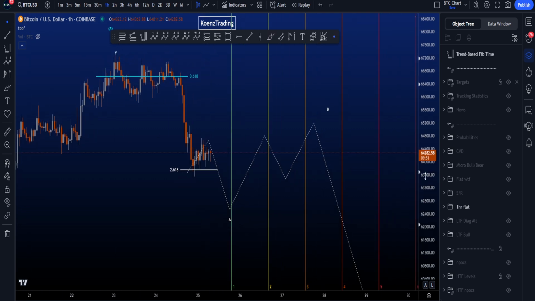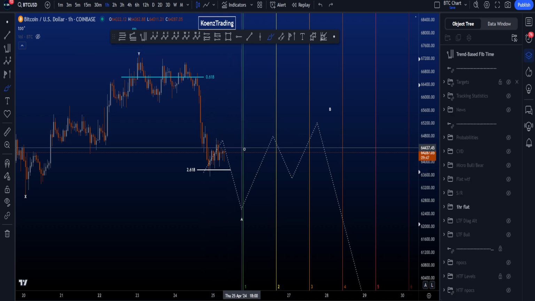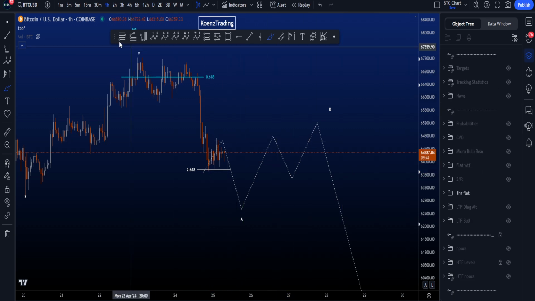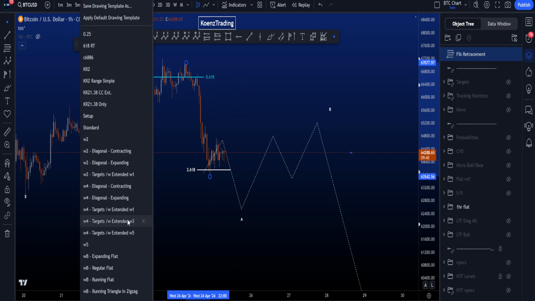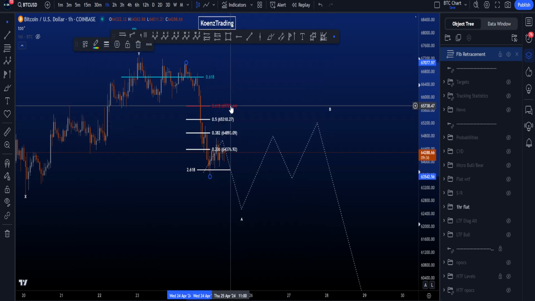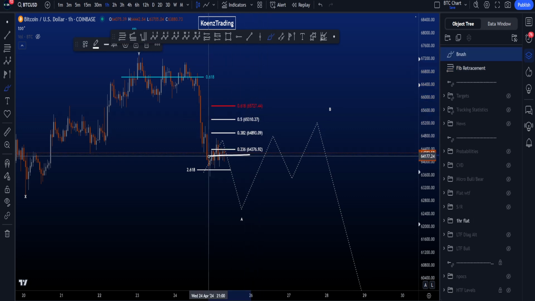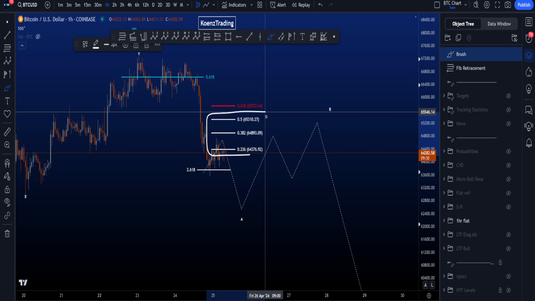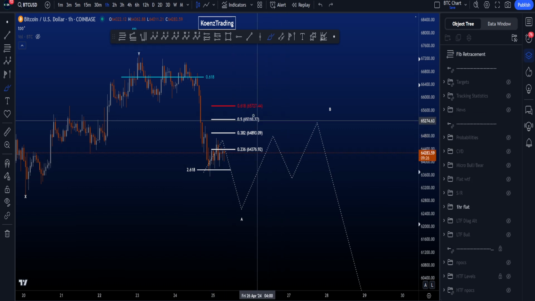So we still have more than enough time, but we want to see price ranging for a longer period in this particular scenario. What we don't want to see here is price moving towards the upside and hitting the 0.618. And the 0.618 is currently sitting at 65.7K. The common target area for a wave 4 is the 0.236 to the 0.5 Fibonacci, 64.3K to 65.3K.